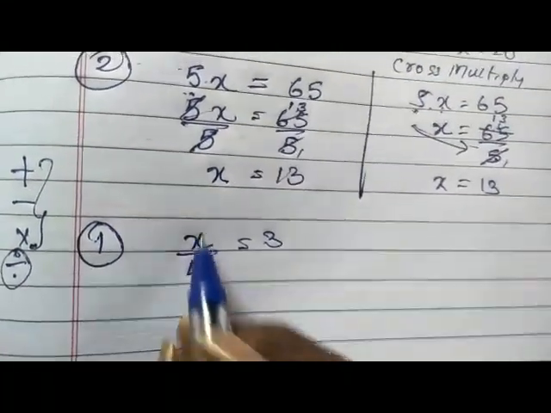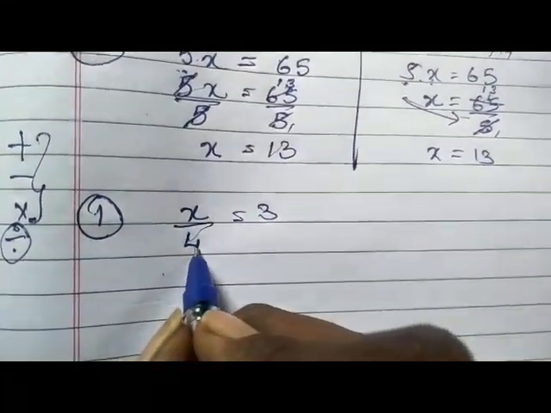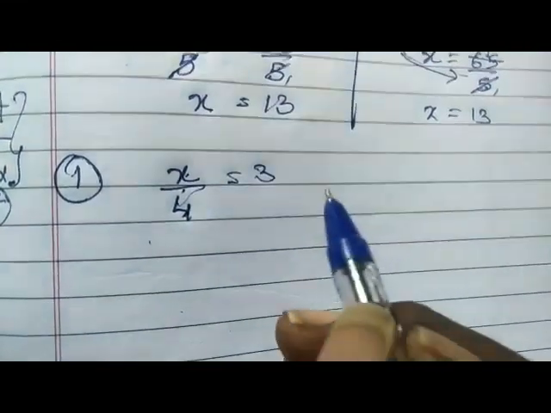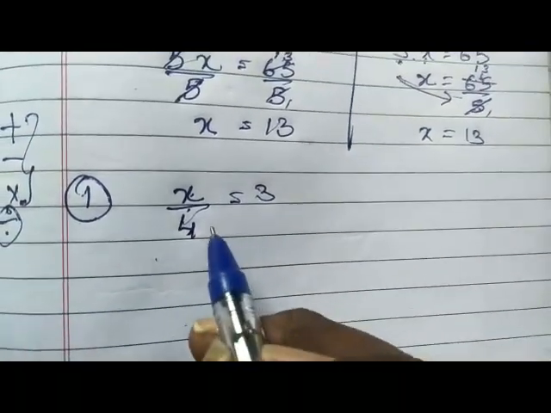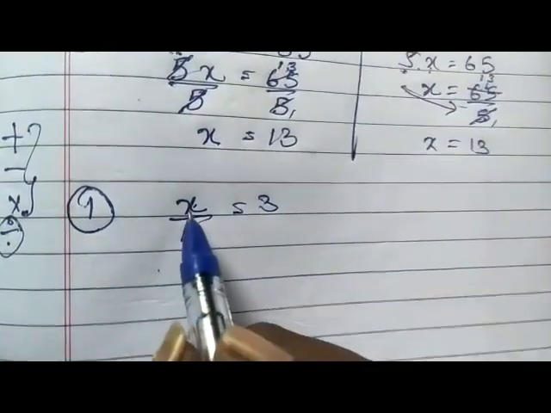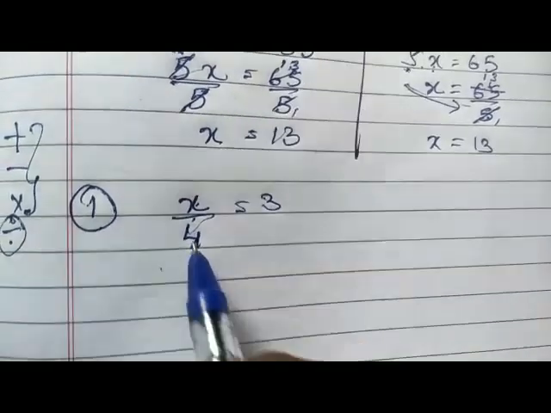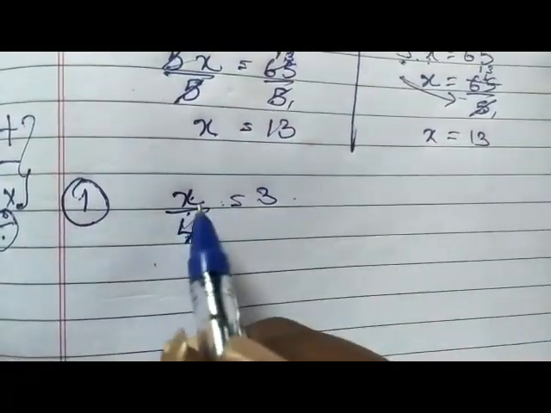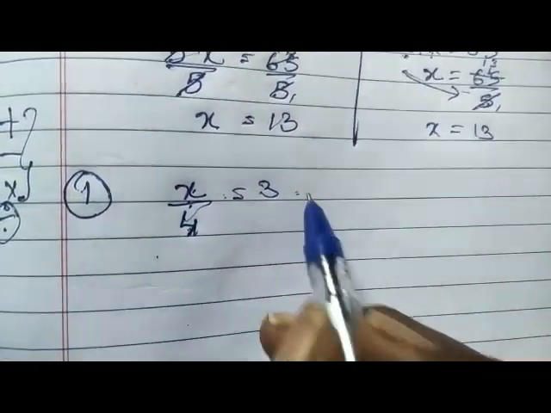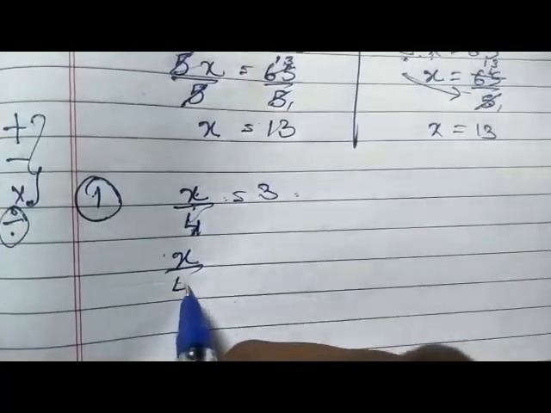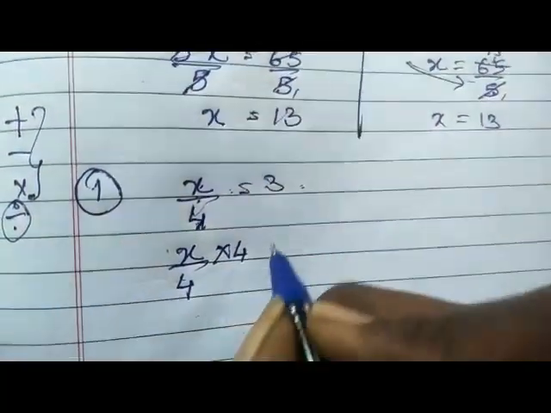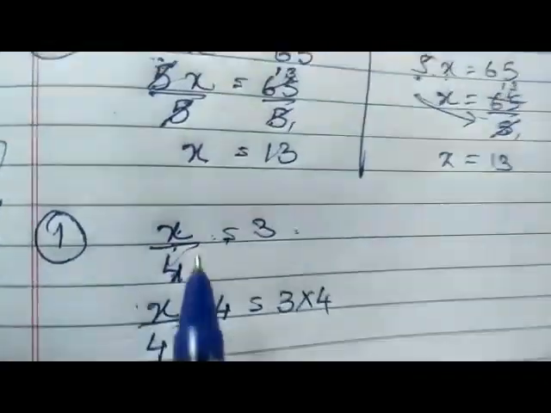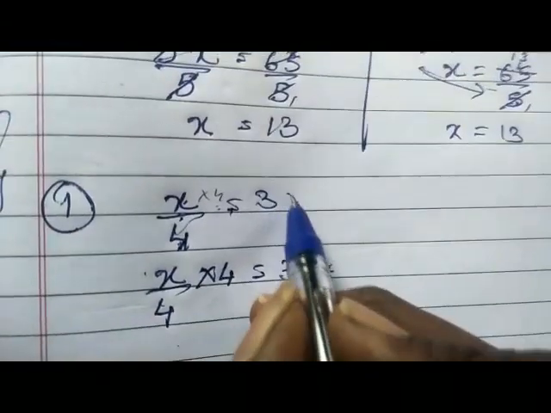There are 2 methods. First method is, we want to remove this 4. Now what is this? x divided by 4. What is the opposite of divide? Multiply. Which number do you want to remove to find the value of x? 4. So multiply 4 on both the sides, that means on the left side as well as on the right side. I write x upon 4, multiply by 4. Then I write this equal sign, 3 multiplied by this 4. See, here I am multiplying by 4. Here also I am multiplying by 4.